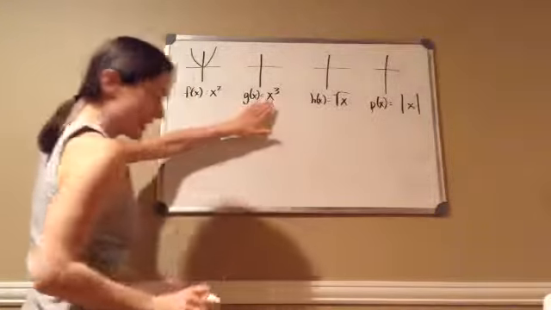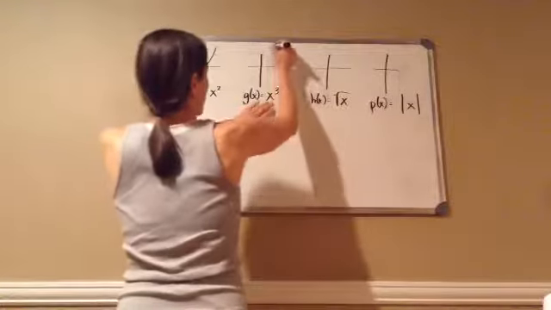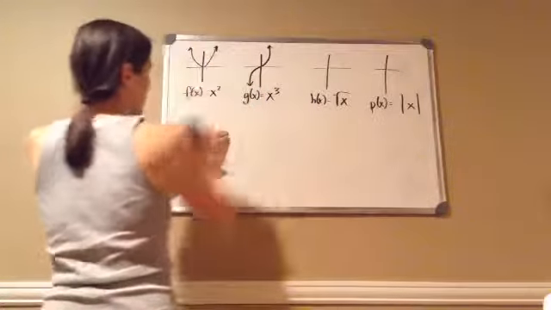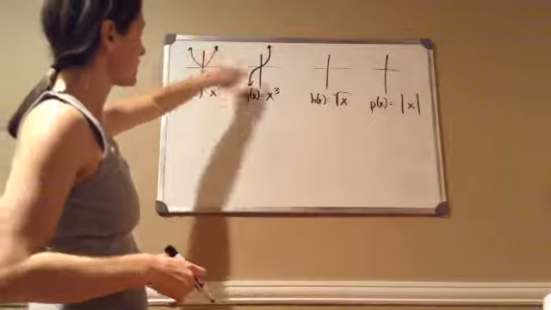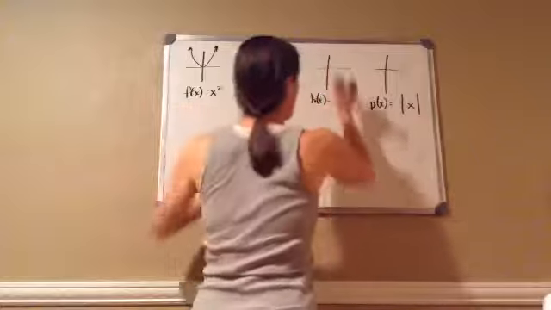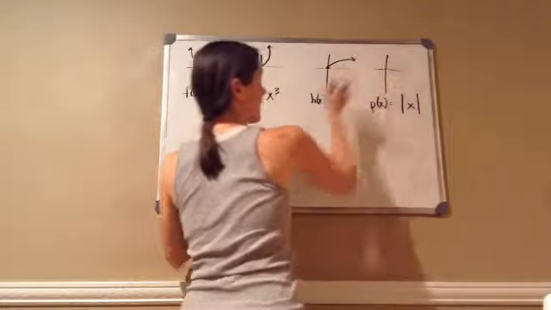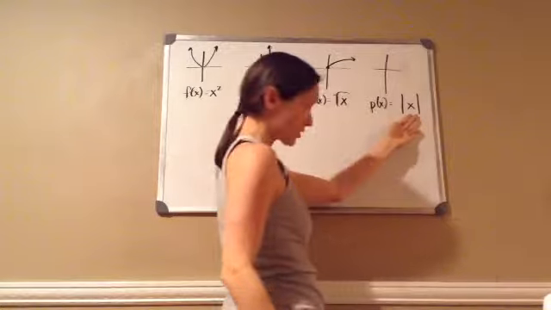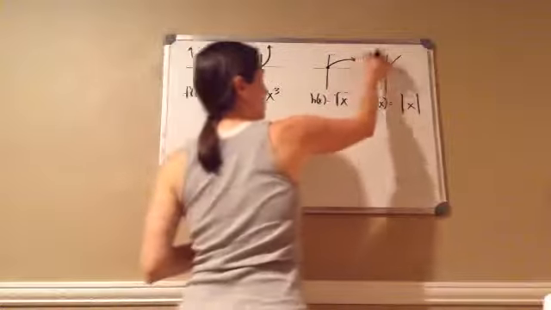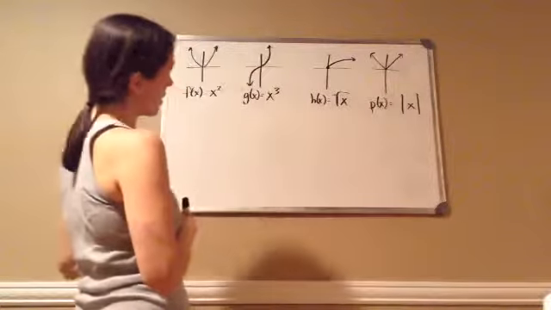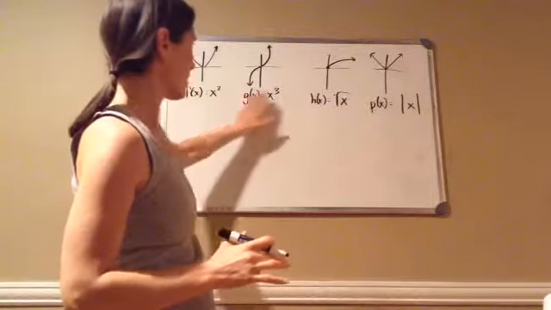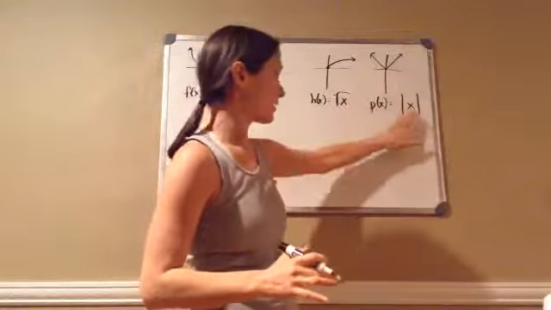Now, when it's x cubed, it's going to look like this. I would draw this on your paper. If it's x squared, it's going to look like this. If it's x cubed, it's going to look like this. If it's square root of x, it's going to start here and go like that. And if it's absolute value of x, it's going to look like a V. Those are the parents, kind of like the standards. This is what x squared looks like. This is x cubed. This is square root of x, and this is absolute value of x.